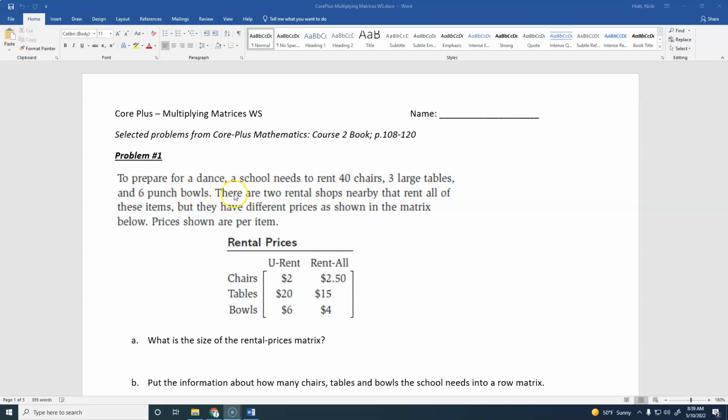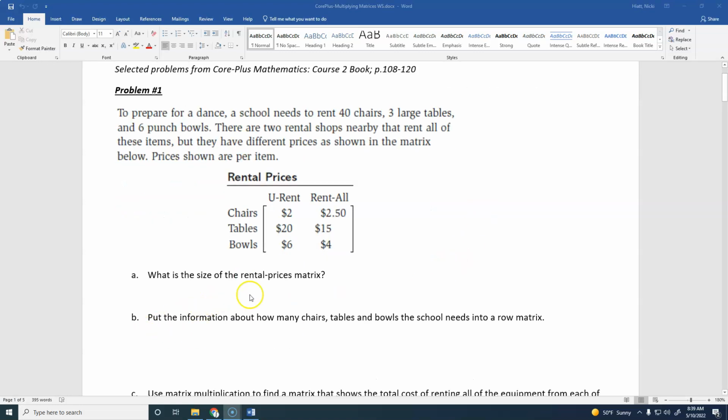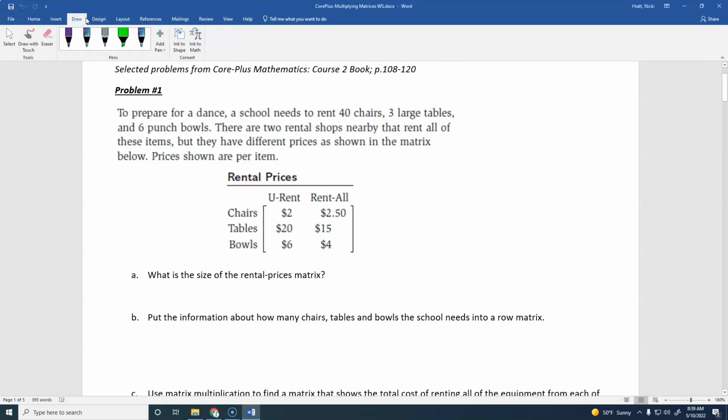But there are 2 rental shops nearby that rent all of these items, but they have different prices as shown in the matrix below. And so A should be pretty straightforward here. What is the size of the rental prices matrix? So this matrix here, Blaine, what size is that? It is a 3 by 2.